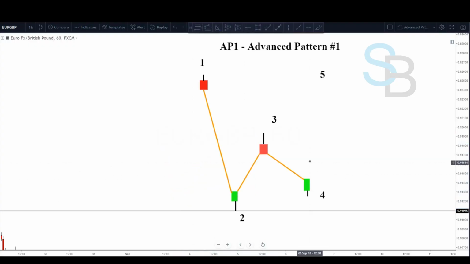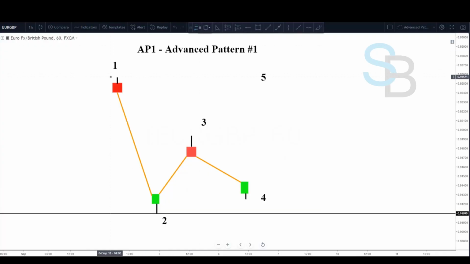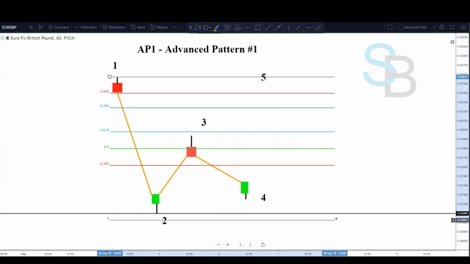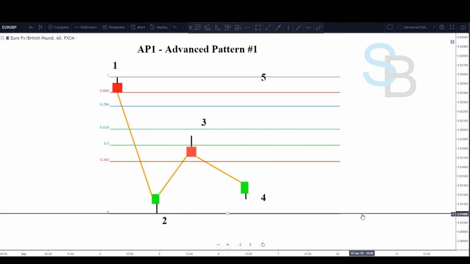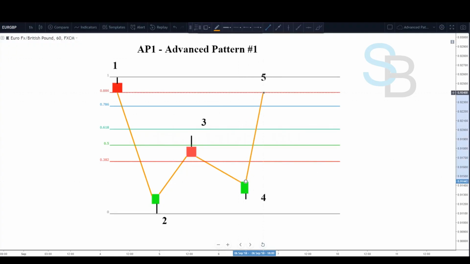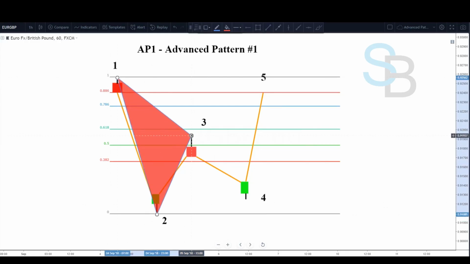The only thing left to do at this point is to pull a Fibonacci retracement from the swing high of 1 all the way down to 2, just like the very first Fibonacci we pulled, except at this point, we're not looking for point number 3. We're looking for point number 5, which will be the termination point of this pattern at the 886 retracement of 1 down to 2. That is the place where we will put a limit order in expectation for this market to fall, because this is the bearish version of the AP1 pattern.